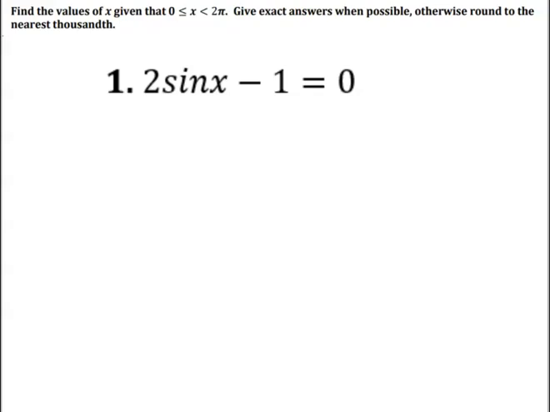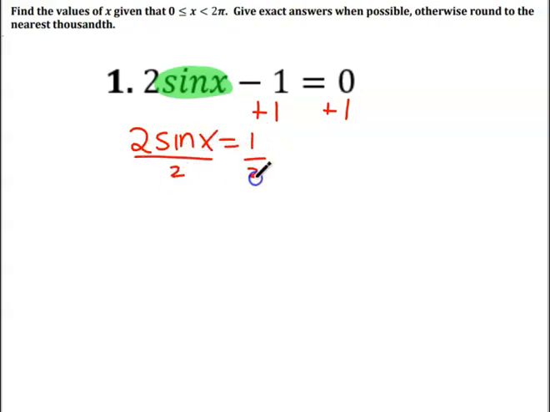So we have 2 sine x minus 1 equals 0. To start, I'm going to isolate this sine x by adding over 1, then dividing by 2. So we have sine x equals 1/2. Okay, so I always want to try triangles first. So opposite over hypotenuse, this does match a special right triangle.